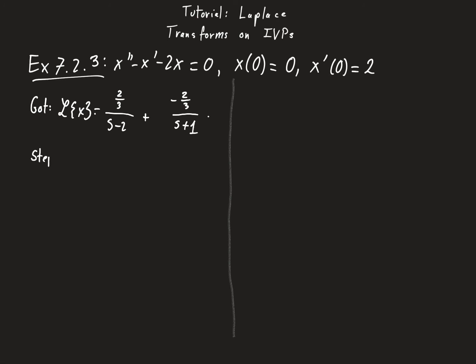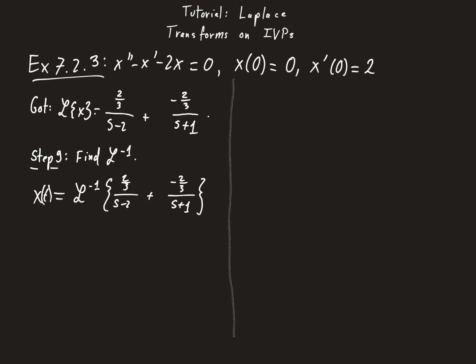All right, step, I believe, 9. Find the inverse transform. Or I guess more accurately, just taking the inverse transform of both sides. We get the inverse transform of the transform of x is, of course, just x. So here I'll even write x of t. And this is going to be the inverse transform of 2/3 over s minus 2 plus negative 2/3 over s plus 1.